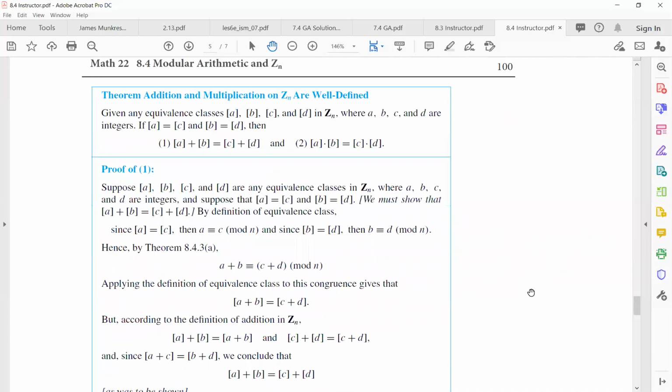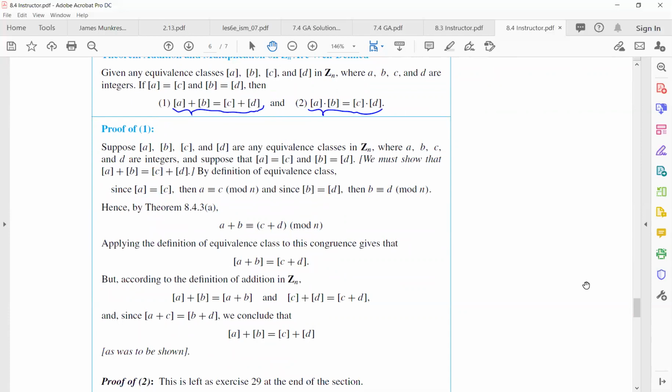We have a theorem here. Given any equivalence classes [a], [b], [c], and [d] in Z sub n, where a, b, c, and d are just integers, if the equivalence class of a is equal to the equivalence class of c, and the equivalence class of b is equal to the equivalence class of d, then the equivalence class of a plus the equivalence class of b is the same as the equivalence class of c plus the equivalence class of d. We have the same thing for multiplication. The equivalence class of a multiplied by the equivalence class of b is the same as the equivalence class of c times the equivalence class of d.